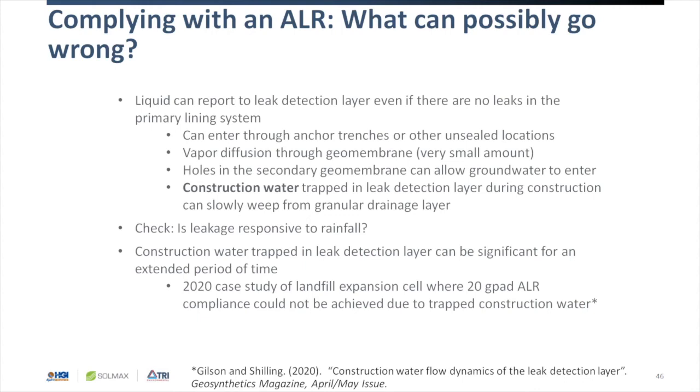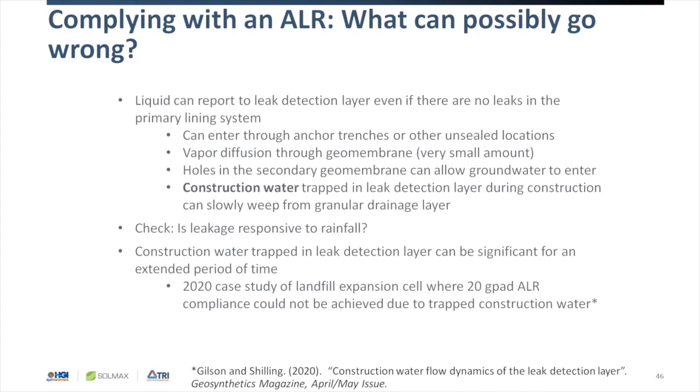Well, water can enter through anchor trenches or other unsealed locations. You can get stormwater going in between the liners and into the leak detection layer that way. But also vapor diffusion does happen through an intact geomembrane, just a very, very small amount. You can also have holes in the secondary geomembrane that allow groundwater to enter. So that's another reason why it's a really good idea to test the secondary geomembrane.